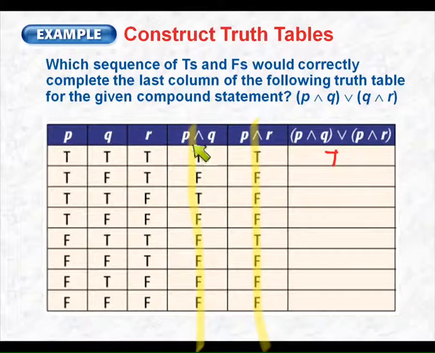What about the next one? They're both false, so obviously that would be false. What about here? P and Q is true, but P and R is false. What would go here? It'd be true because it's the word or. And you could go through and finish those each separately. It would take a lot longer, but it can be done. You can cover every scenario there.